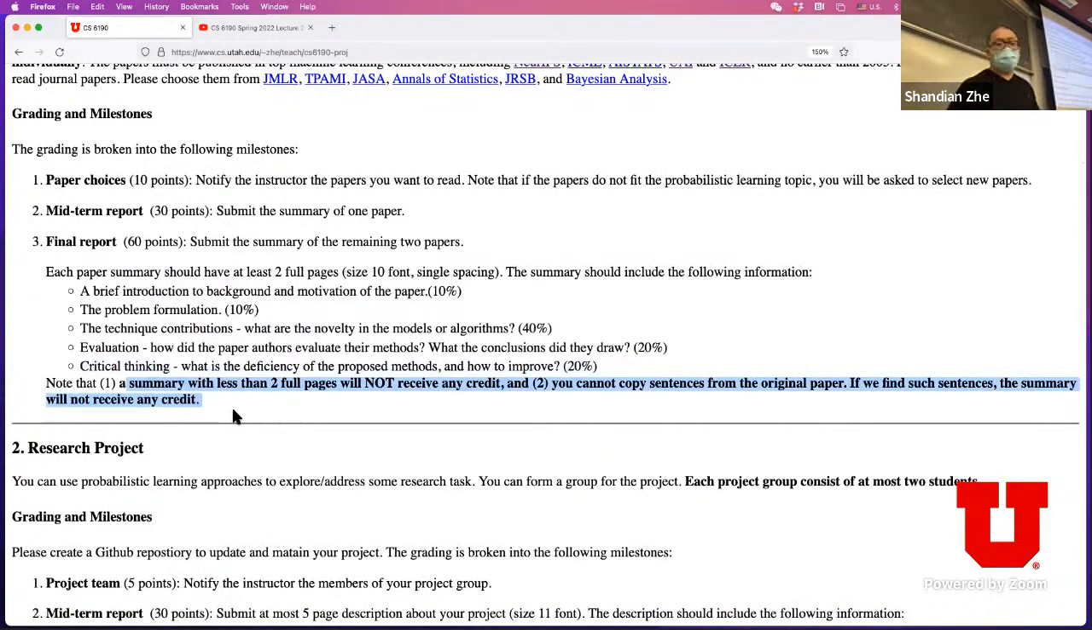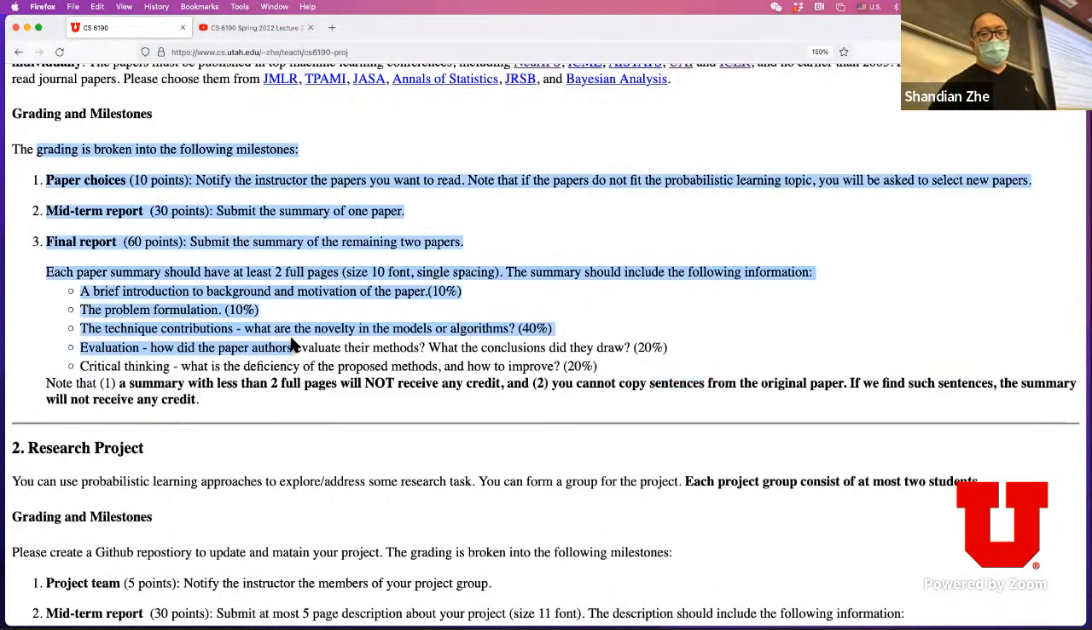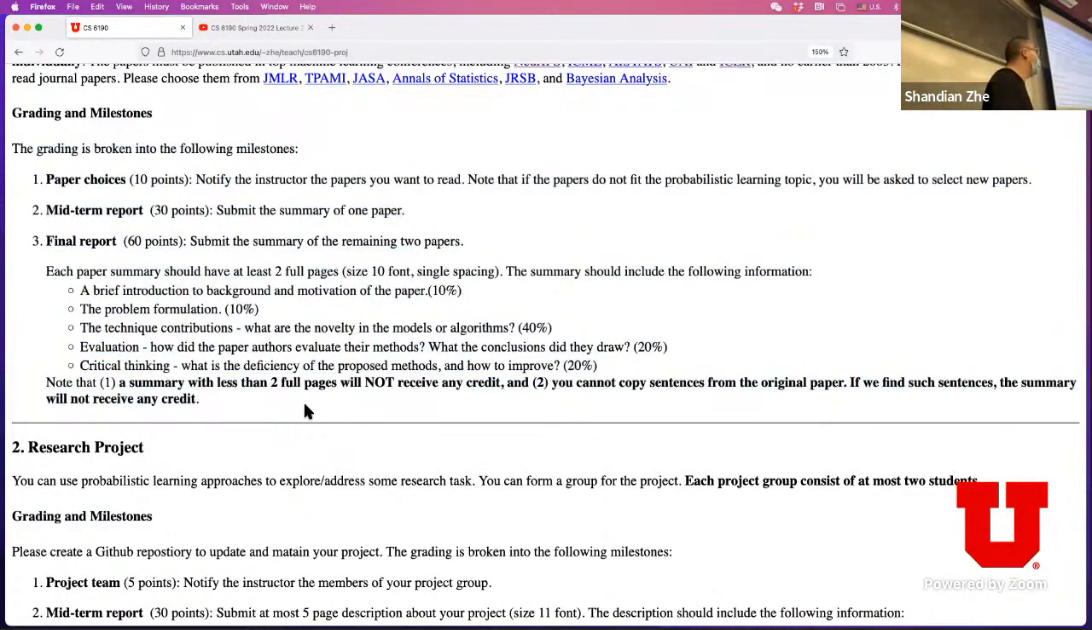And here I want to emphasize again, a summary of less than 2 full pages will not receive credit. So please be sure to write it down. If you write more, it indicates that you really do this seriously. Okay? And don't copy sentences from the original paper. Write everything with your own understanding, in your own language. Okay, any questions regarding the grading policy of the paper reading project?